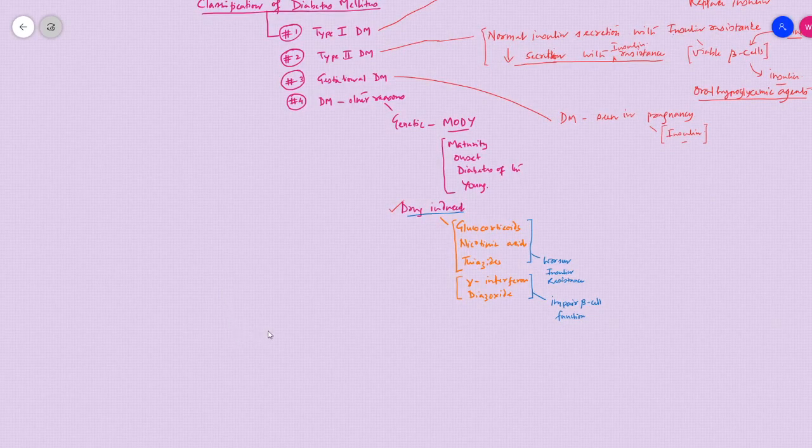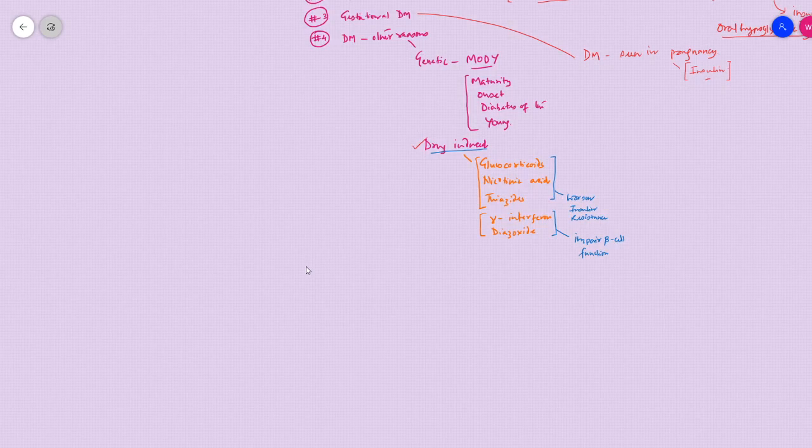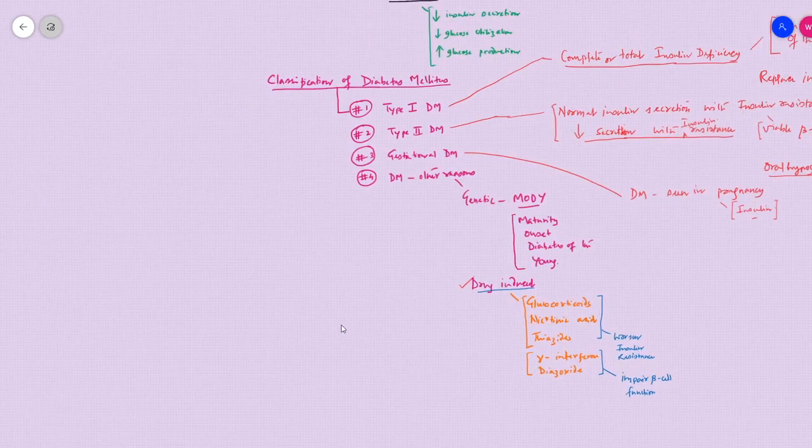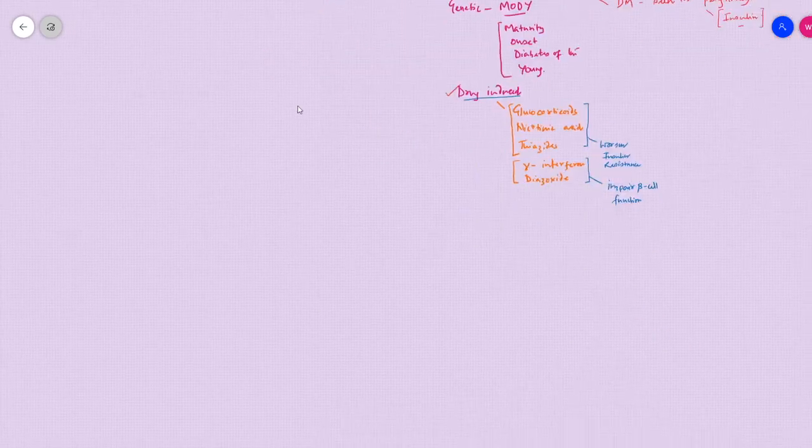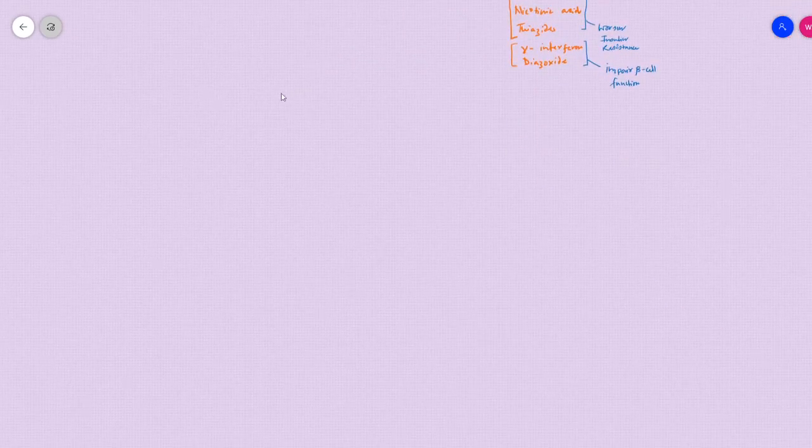Okay, so now the question is, there are the different types, so how do we assign patients as being diabetic? What's the diagnostic criteria? That's what we're trying to look at now. So let's look at how we determine whether the patient has diabetes.